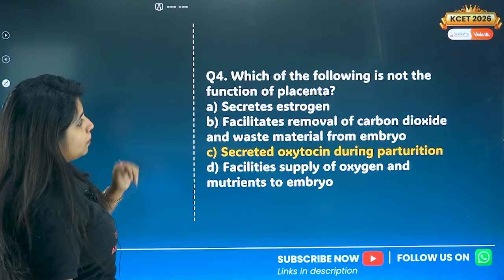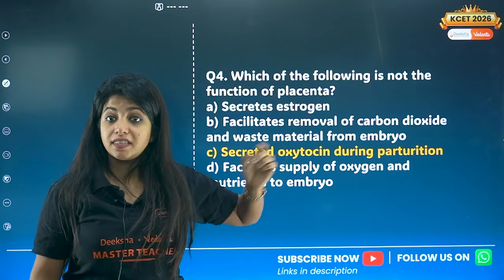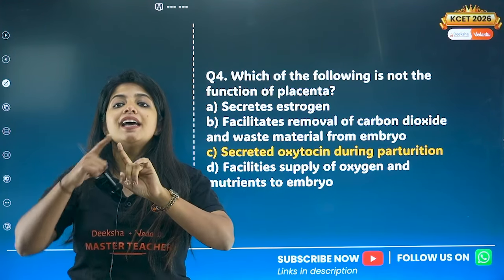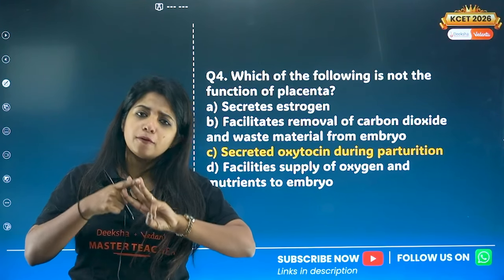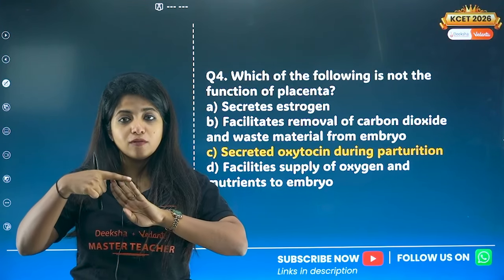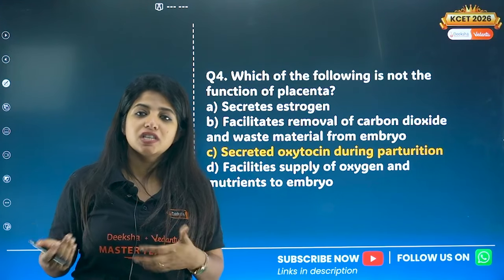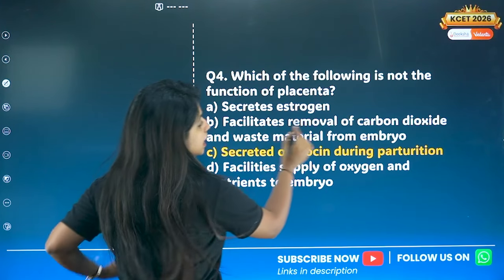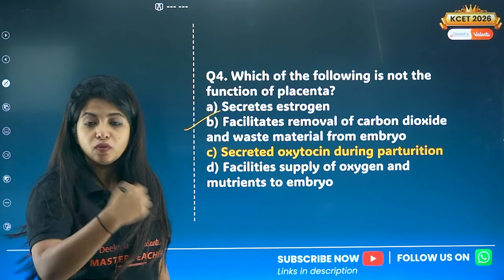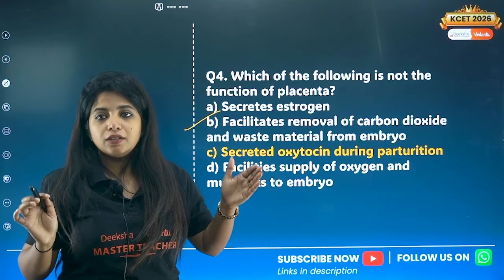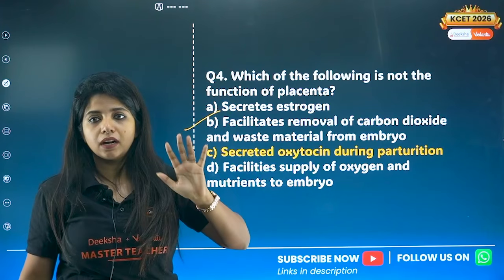Now, next question. Which of the following is not the function of placenta? Secretes estrogen. Yes, there are 4 hormones being secreted by placenta: HCG, human chorionic gonadotropin, HPL, human placental lactogen, progesterone and estrogen. These 2 hormones are released by the ovary also initially, but later on when the placenta comes into action, they take up the role. Now, facilitates removal of carbon dioxide and waste material from the embryo. Exactly. It helps in removal of whatever is not needed by the fetus. So it can be carbon dioxide, it can be another waste material.